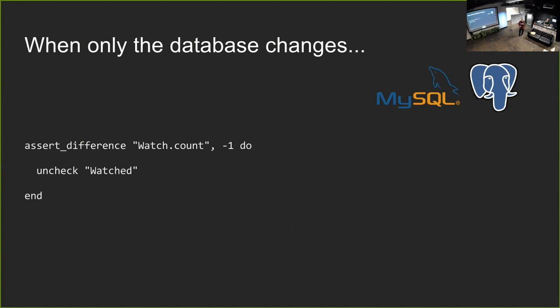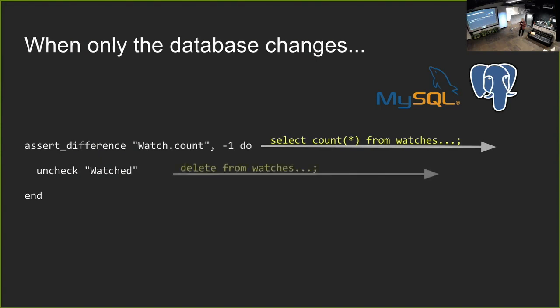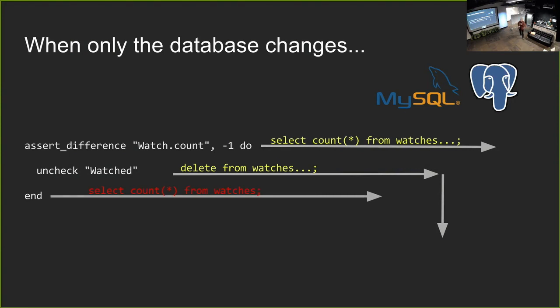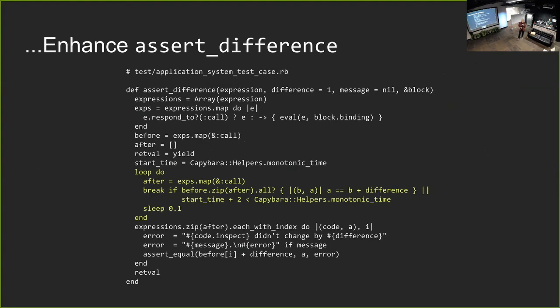Okay, the next one, when only the database changes. So you don't have any visible stuff on the front end, but the database changes. If I uncheck that box, I delete a record in a join table, so I want to make sure that's happening. So assert difference goes off and it evaluates the expression at the beginning, then it executes the block, and then executes the expression again at the end to see if they get the expected difference. Unfortunately, the database might not have finished doing that delete, and so this isn't going to work. So you end up putting in a sleep again, or at least some of us.